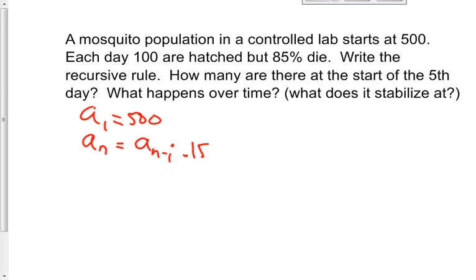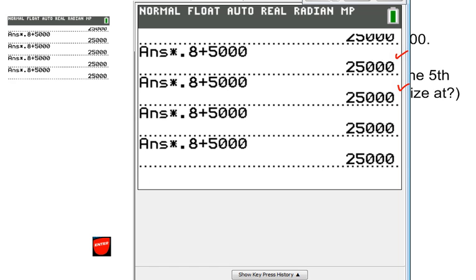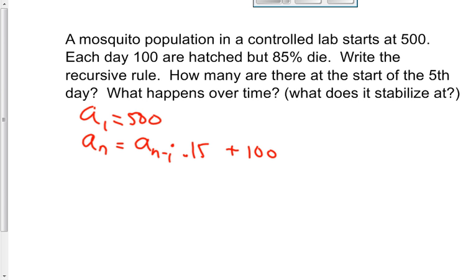But then also 100 are being hatched. That's being added into our population. So I'll add in my 100. Remember, multiply by the value first. The last thing you're going to put in is the plus or minus value. Then we can go ahead and go to our calculator. My calculator doesn't want to pull up right now, so you guys will have to do this one by yourself.